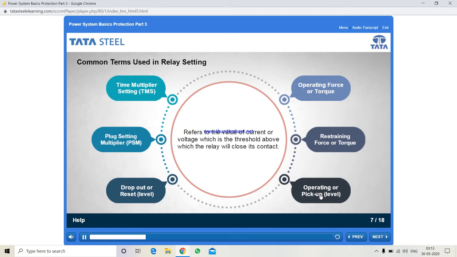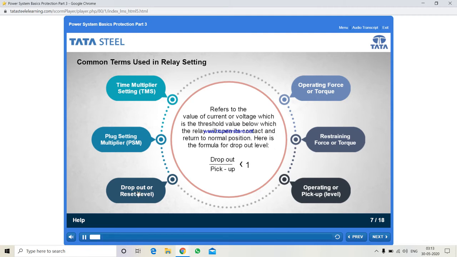Operating or pickup level refers to the value of current or voltage, which is the threshold above which the relay will close its contact. Dropout or reset level refers to the value of current or voltage, which is the threshold value below which the relay will open its contact and return to normal position. Here is the formula for dropout level. Dropout by pickup is less than 1.